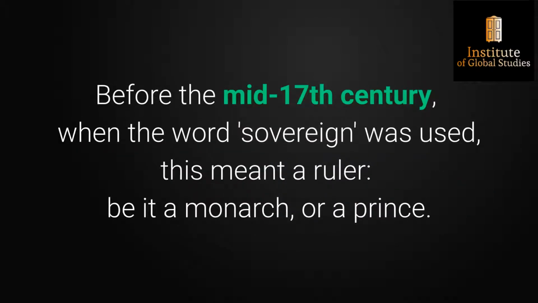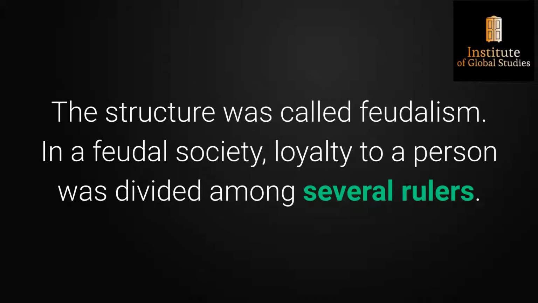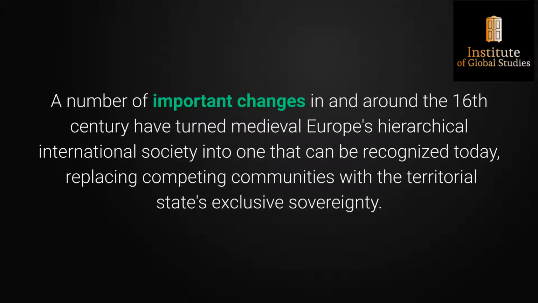Before the mid-17th century, when the word "sovereign" was used, this meant a ruler, be it a monarch or a prince. The structure was called feudalism. In a feudal society, loyalty to a person was divided among several rulers. A number of important changes in and around the 16th century turned medieval Europe's hierarchical international society into one that can be recognized today, replacing competing communities with the territorial state's exclusive sovereignty.